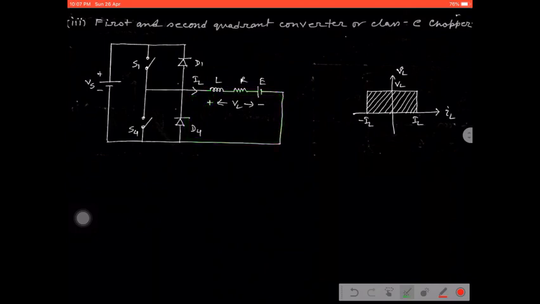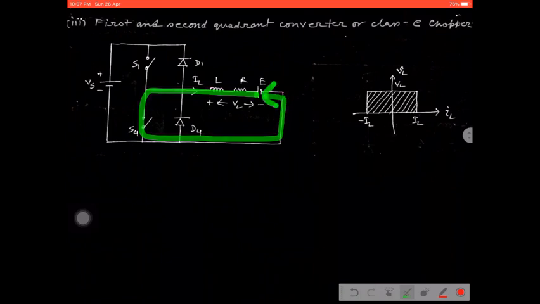In second quadrant operation, class B chopper, the back EMF is the leading voltage. That means the current starts flowing in this direction. Okay, then, sorry, I have just mistaken something. This is actually the supply voltage, which will be conducted by S4. That means the current is flowing through this path, right?